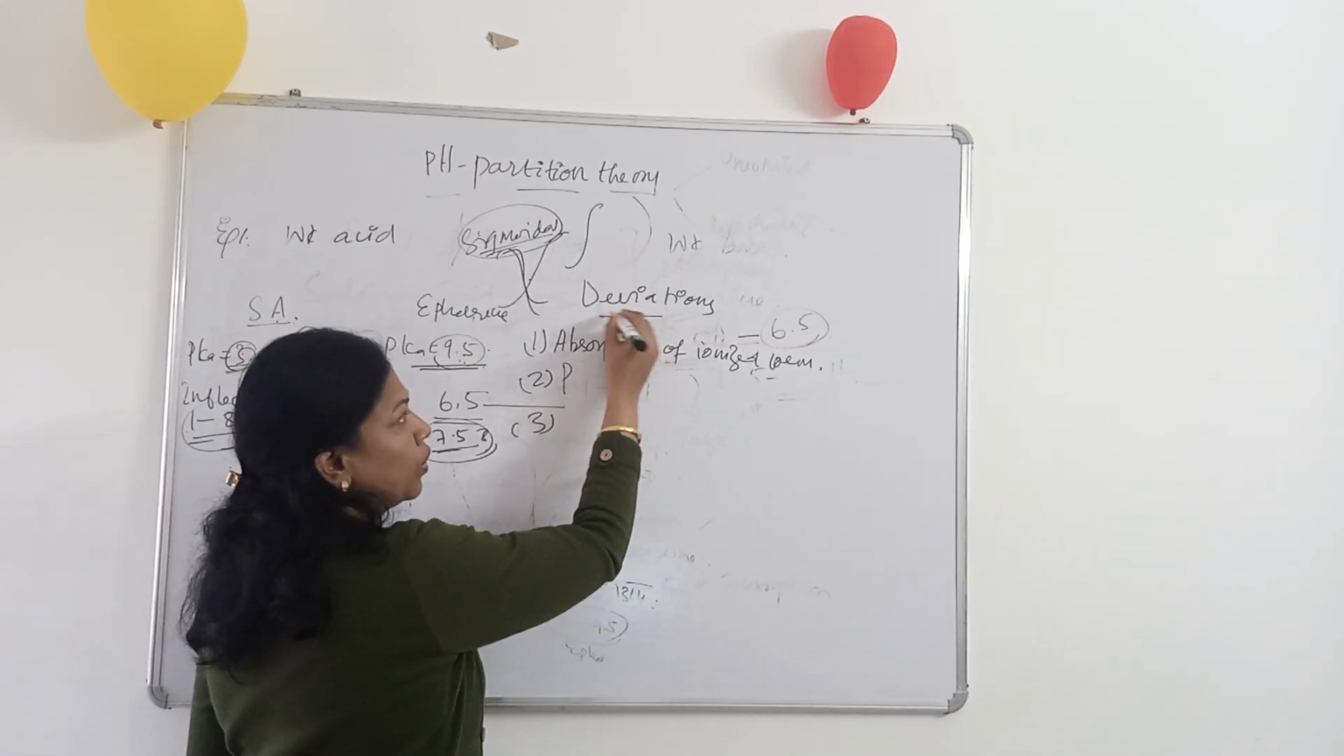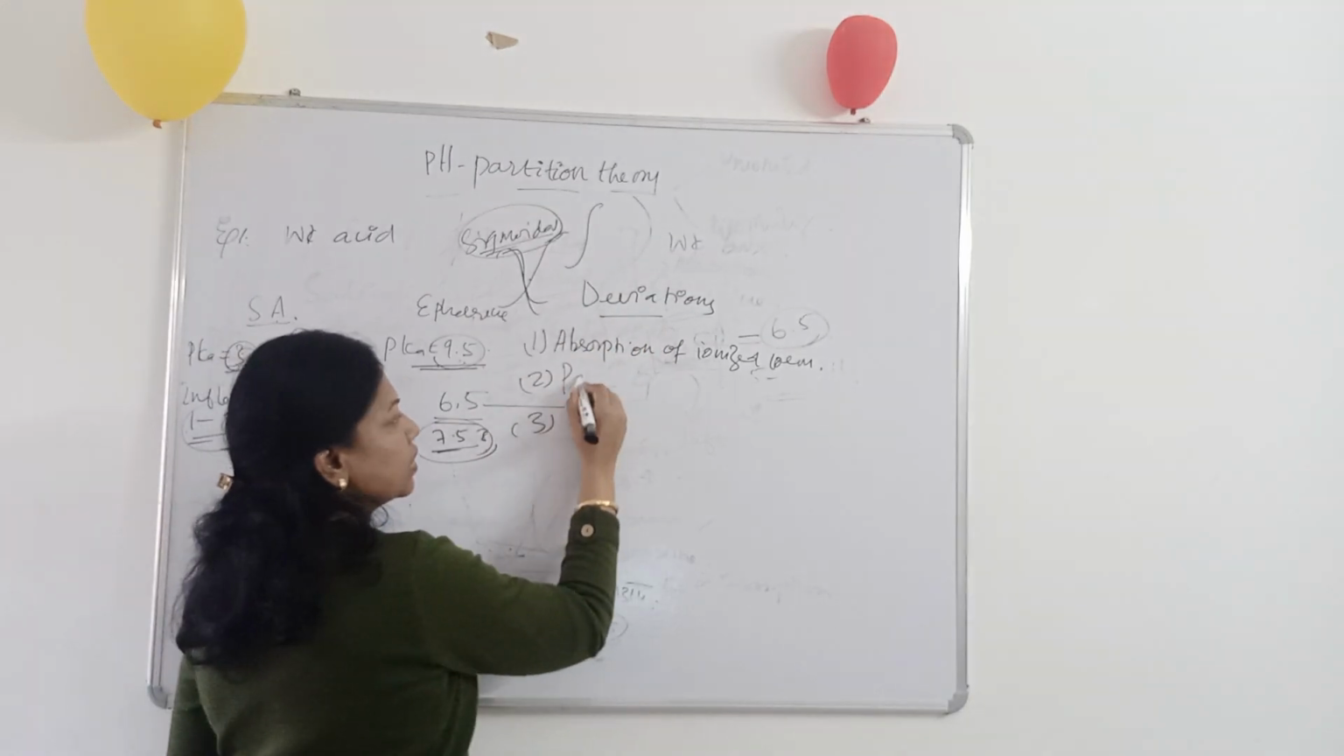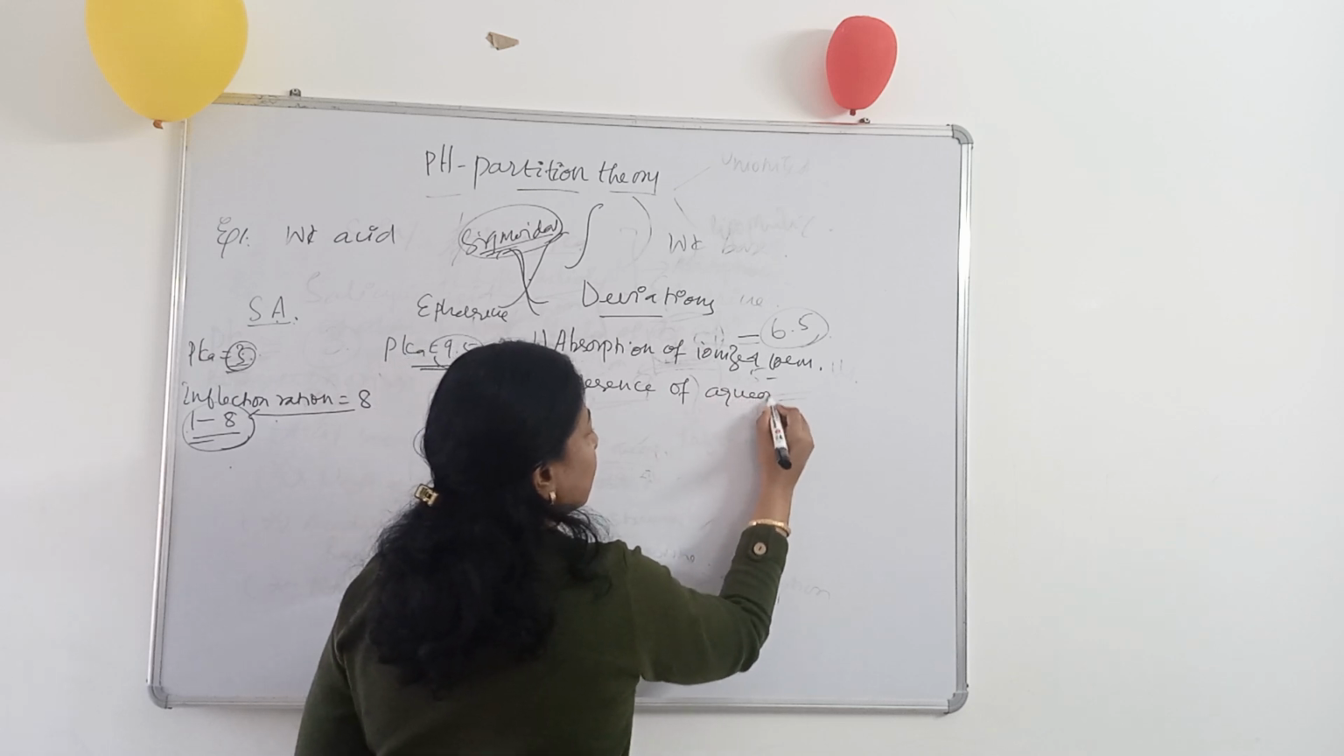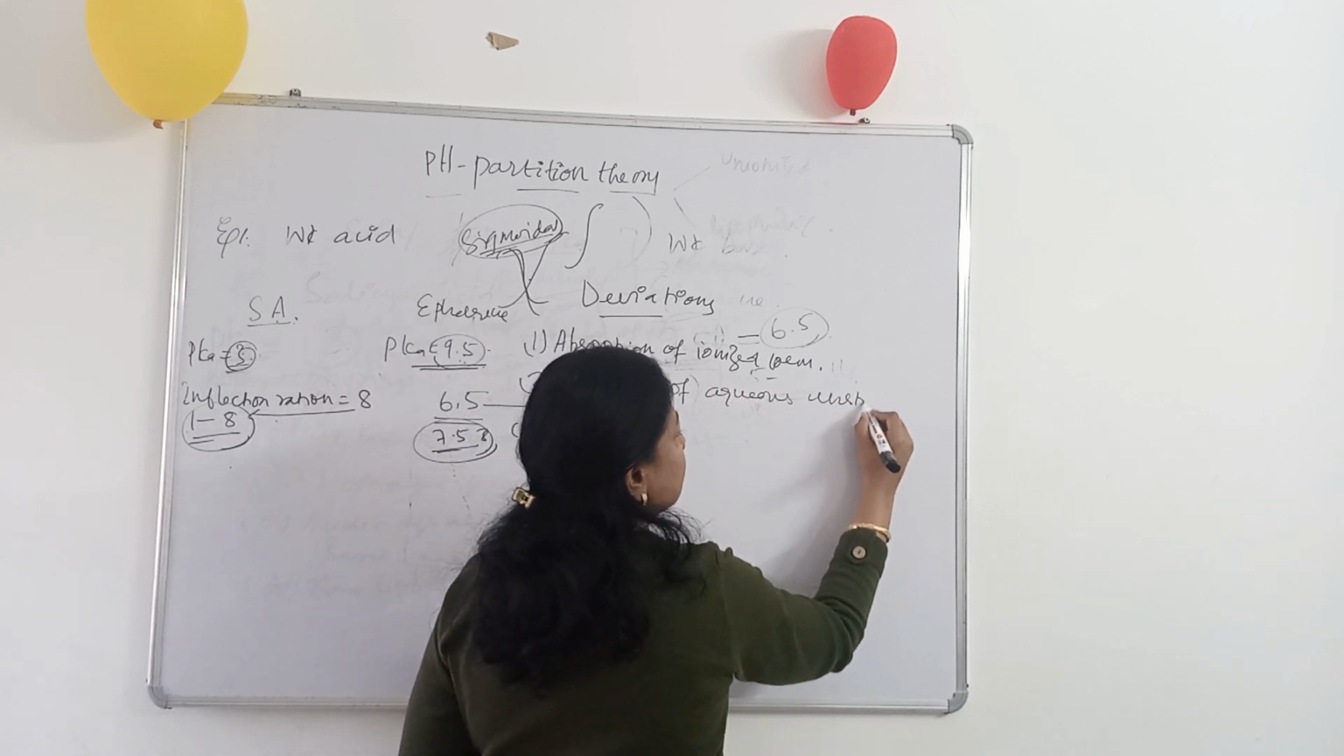Now the second point of deviation, the reasons for deviation, is the presence of the aqueous unstirred layer.